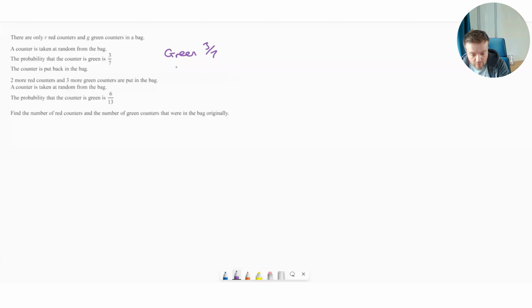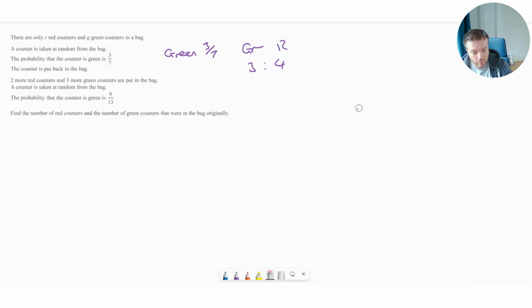But if there's green and red counters in the bag, that means that's effectively like a proportion. So we could write it as a ratio. We could say green and red, well, that's going to be 3 to 4. But that gives us the ratio. It doesn't actually give us how many there are in that particular situation. We could have 6 and 8, green and red. But we could also have 12 and 16. We just don't know. We just know that that's the proportion that they're going to go up in.